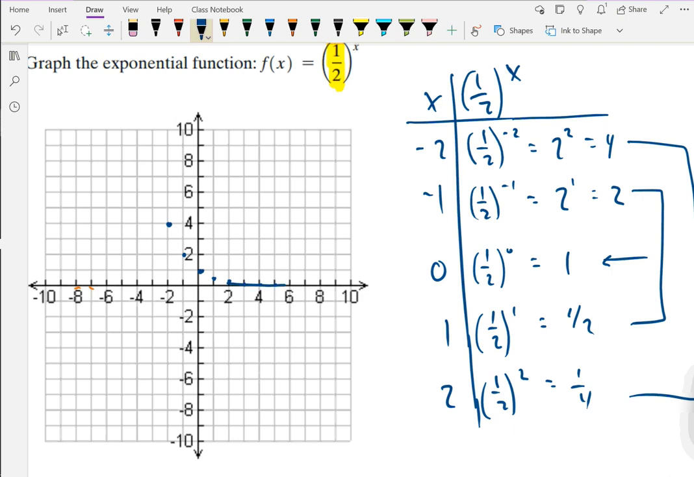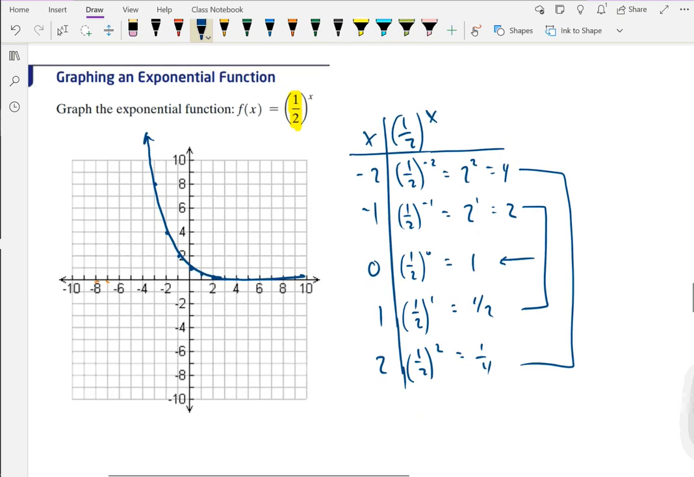So those are going to start hugging the axis here like we did before. And the negative third power then would be 8. Negative fourth would be 16. So that's going to keep going up that way. So it looks as though we have a very similar graph. So previously, our graph looked like this, and now we've basically flipped it over the y-axis.